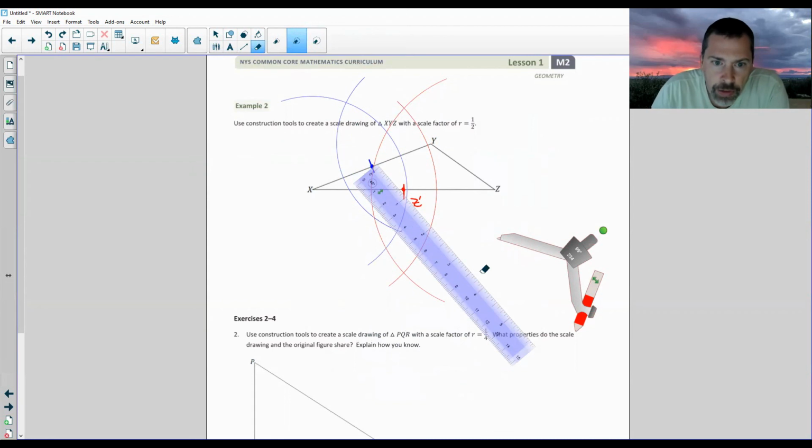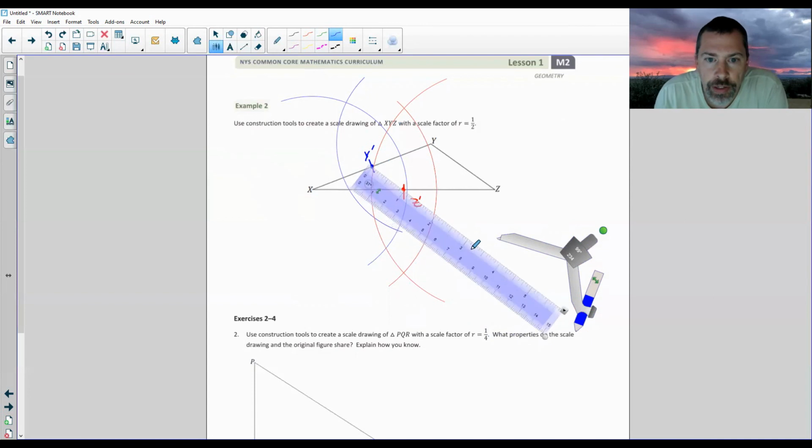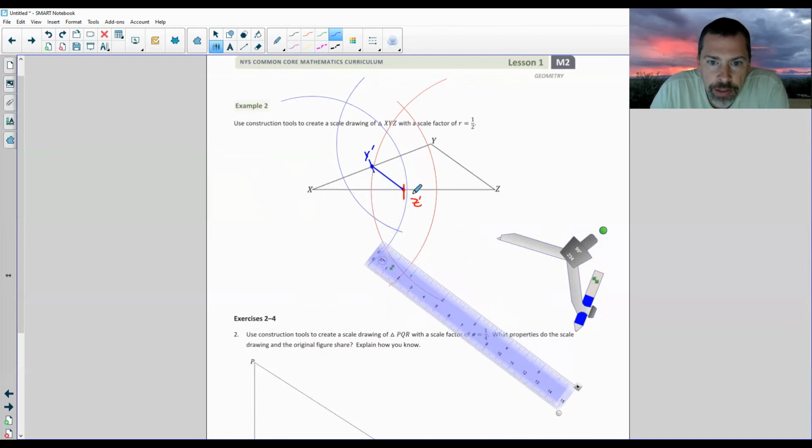Mislabeled that. We're going to use X as X prime in both triangles. So this is Y prime. All right, and then I draw that over there, grab my pen and connect Y prime to Z prime. And there is my smaller triangle that is half the size of triangle YXZ. This is Y prime X prime Z prime.